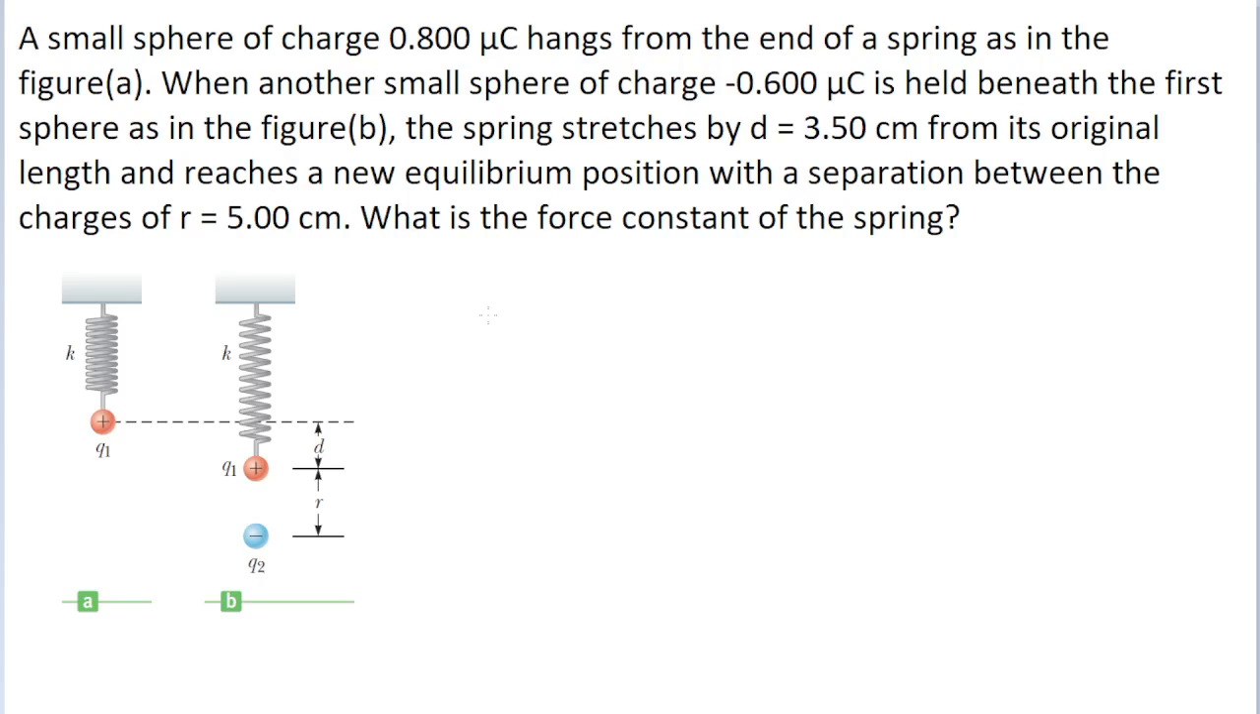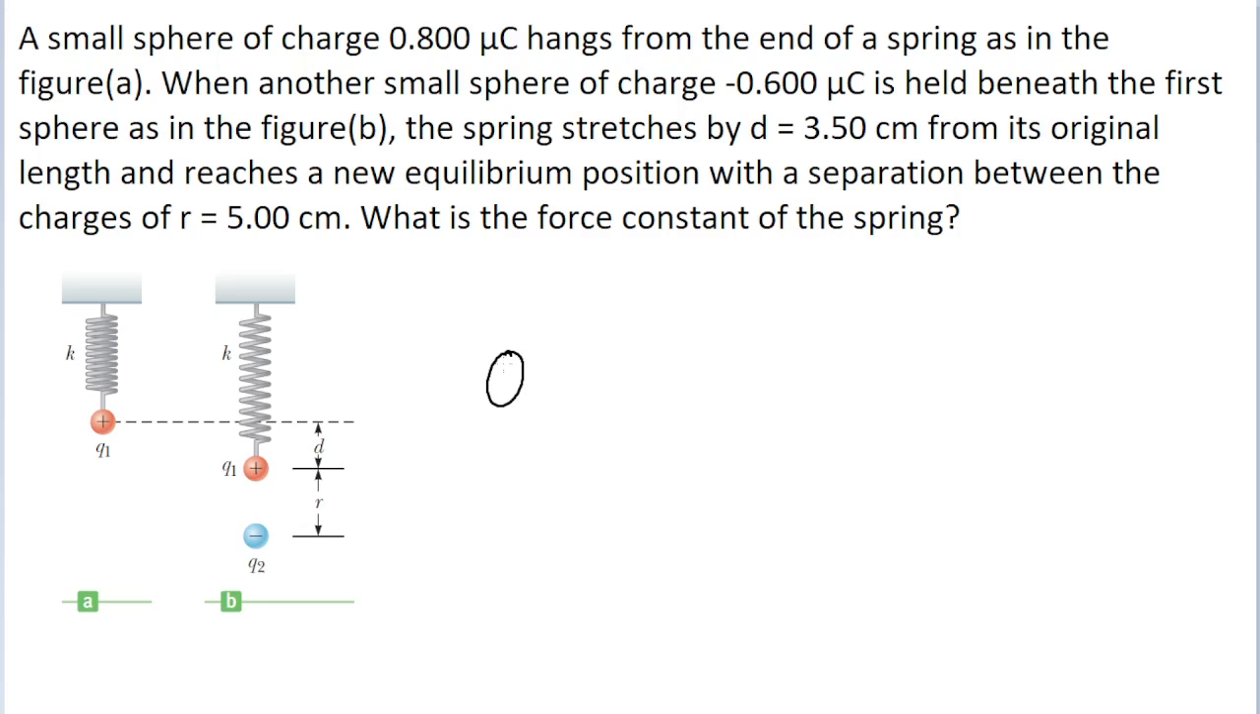In this problem, we have a setup where an electrically charged sphere is hanging from a spring. It is also being acted upon and pulled downwards due to the electrostatic attraction between it and a negatively charged particle a short distance below it. Let's begin working through this problem by setting up a free body diagram showing the different forces acting on this positive sphere.